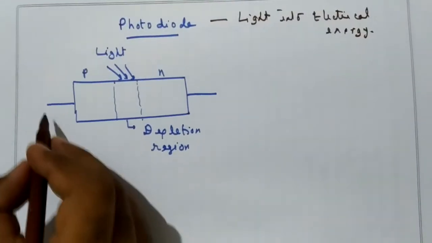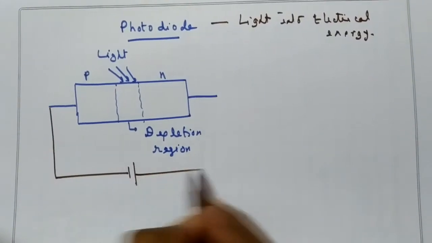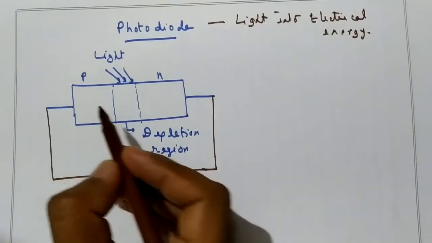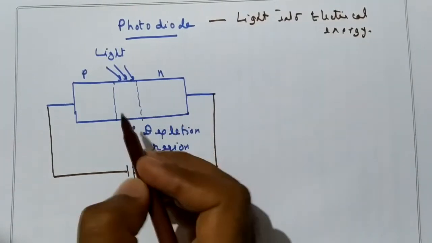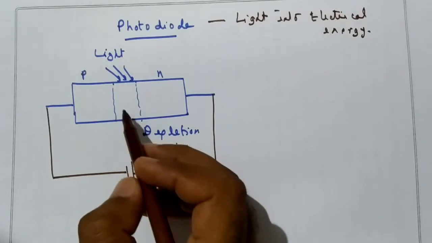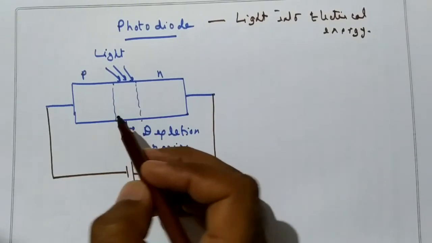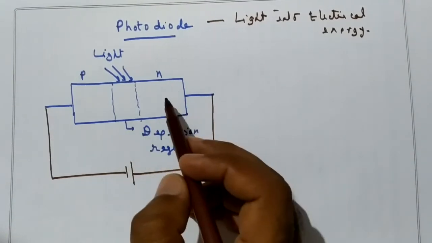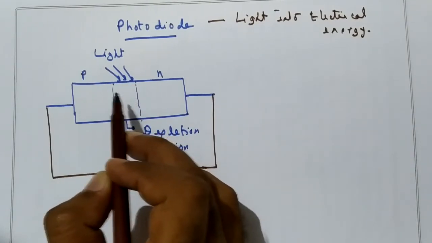Now for the proper working of a photodiode, we need to reverse bias this PN diode. Here the light is made to fall on the depletion region. To know about the depletion region, I have already explained in a video, the formation of a depletion region in a PN junction, and the link is given in the description, and you can watch. Here the light is made to fall on the depletion region.